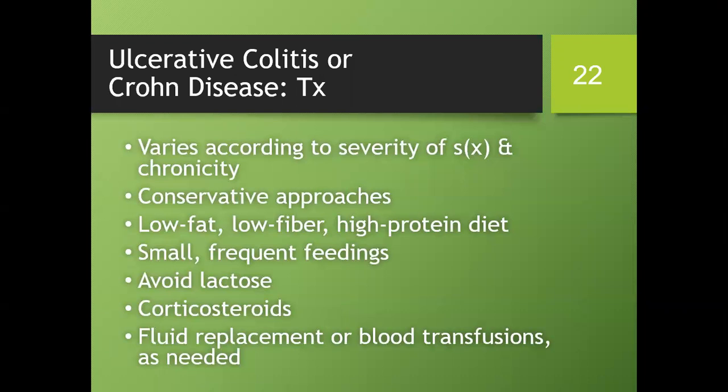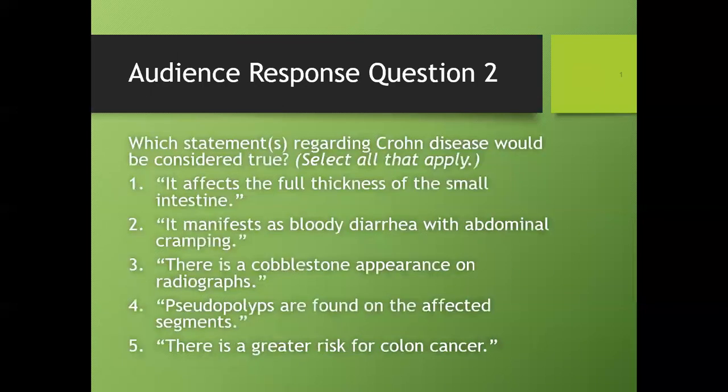Ulcerative colitis or Crohn's disease: treatment varies according to the severity. How bad is it? How chronic is it? Is it all the time, or is it pretty rare that you have an exacerbation? Usually, we just manage the symptoms. We put them on a low fat, low fiber, high protein diet. We do small, frequent meals. We avoid lactose. We do corticosteroids, fluid replacement, or blood transfusions as needed. That's where we start to get a little bit more involved with our treatment. We may even have to do a resection if it's really bad.